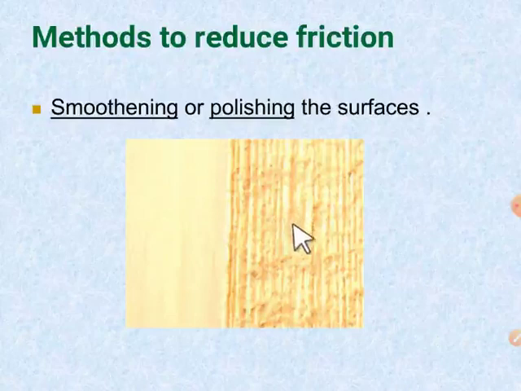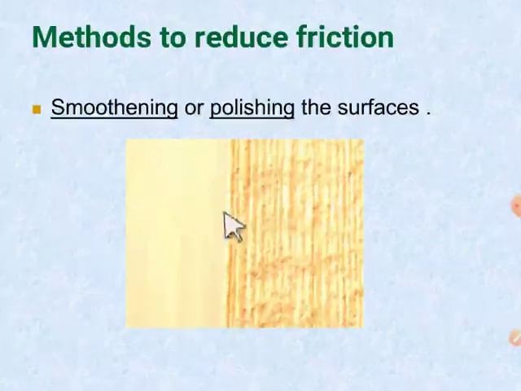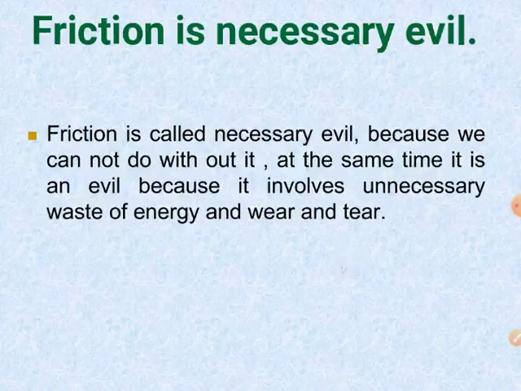Why? Because we will require more force to move an object placed over it. Okay, and if it is smooth like this, then your frictional force will be less. So this smoothing or polishing of the surface is also one of the methods to reduce friction. Now, as I said, this friction is necessary. Friction is necessary, and at the same time it is also evil. So we generally say that friction is a necessary evil.